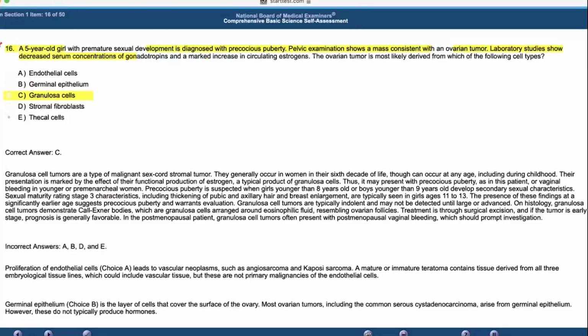Leydig cell tumors. Isn't that in boys though? No, you can have it in females too. Oh, okay. These are Sertoli-Leydig cell tumors. If you remember how that looks. But just remember that granulosa cell tumors secrete estrogen, and you can have an ovarian tumor that's a Sertoli-Leydig cell tumor that secretes testosterone.